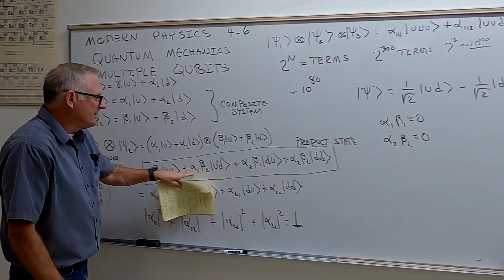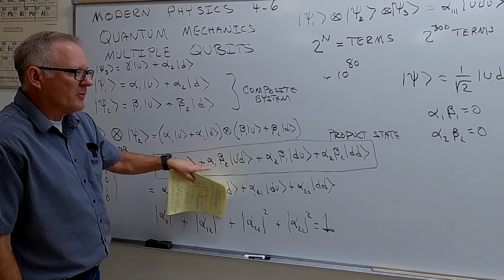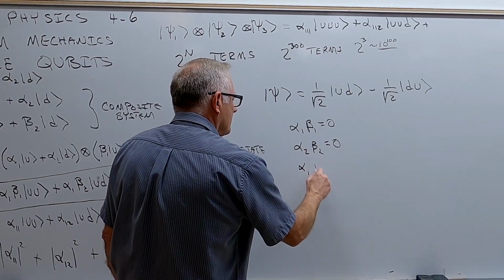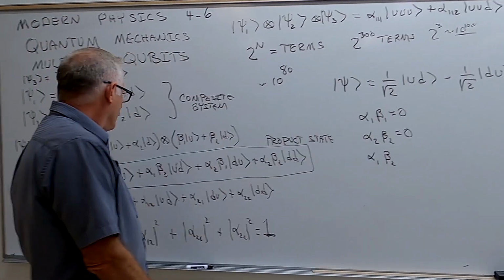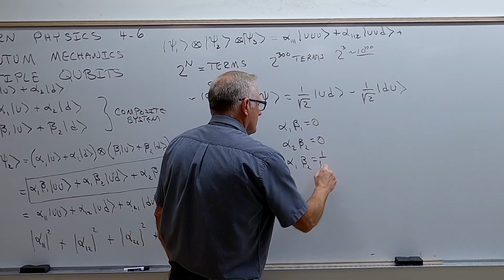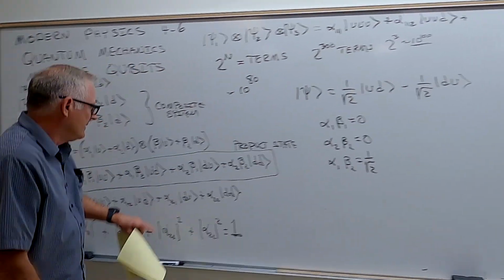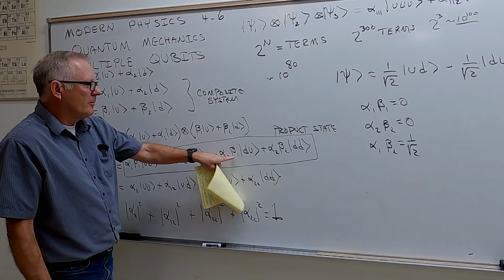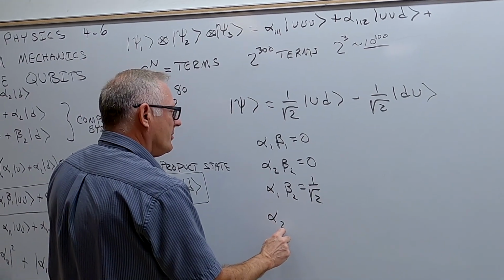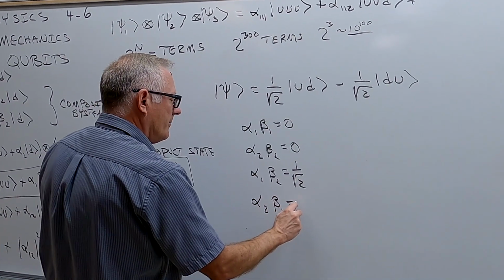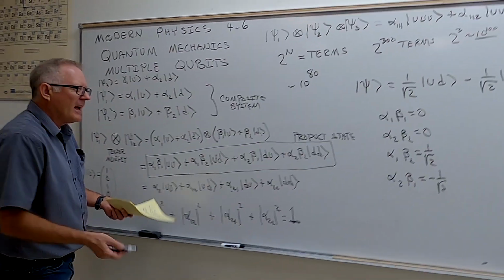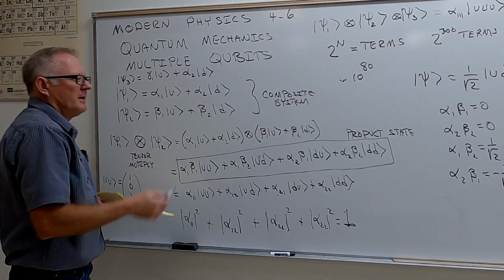And this term, up, down, is going to have to be 1 over the square root of 2, so alpha 1, beta 2 is equal to 1 over the square root of 2. And the last one, this one over here, alpha 2, beta 1, would have to be minus 1 over the square root of 2. So that would have to happen for this to equal that.